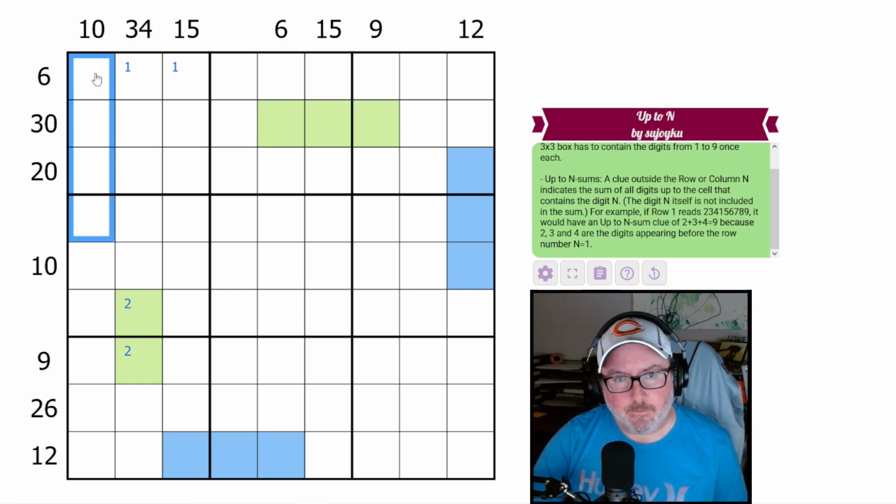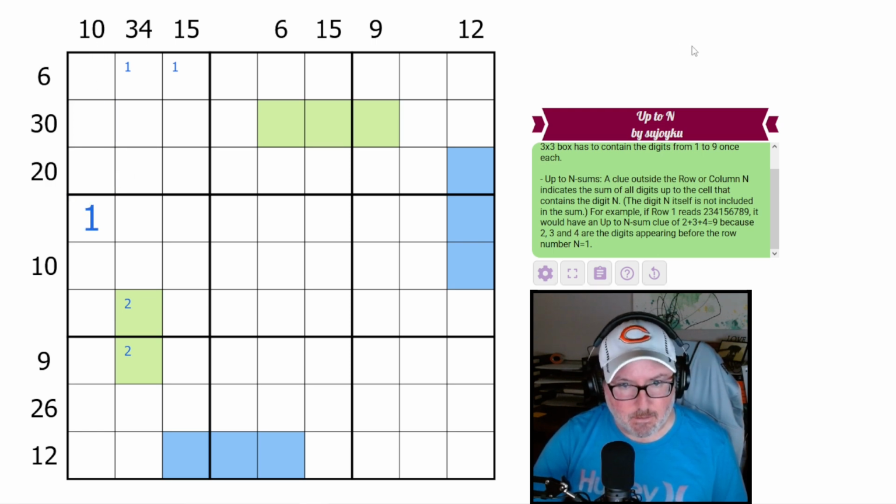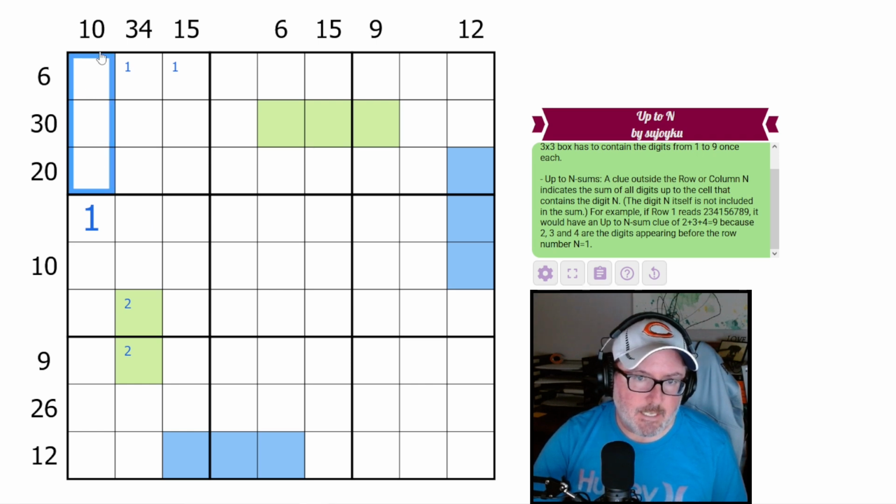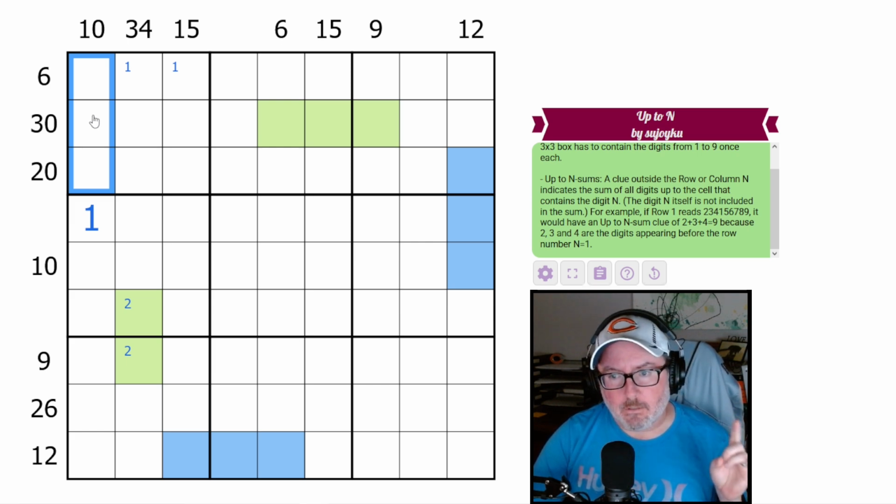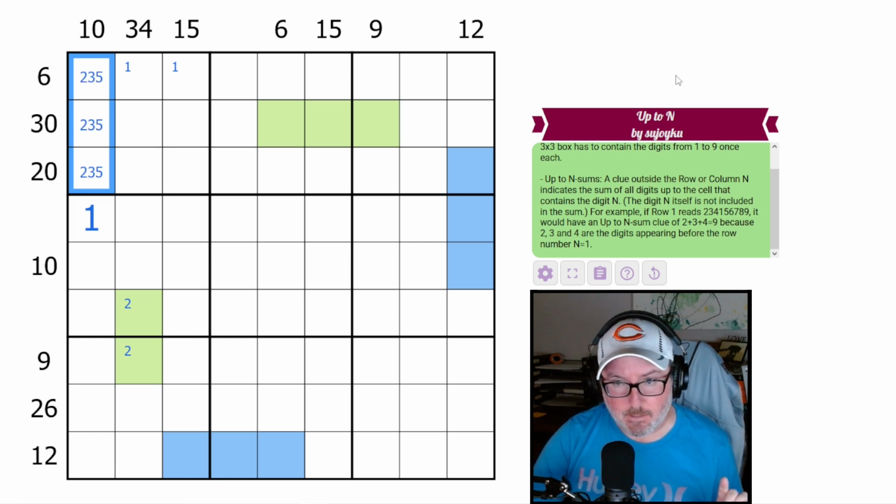We can never have 4 digits here that add to 10, because they would have to be 1, 2, 3, 4. But the 1 can't be included because it's column 1. So it has to only be 3 or less, which means this has to be the 1 to stop this 10 clue. Now, we know that these 3 digits have to add to 10. They cannot use a 1. Well, the only way that's ever going to work is 2, 3, 5.